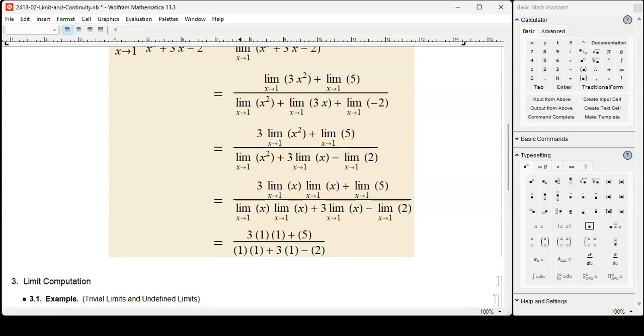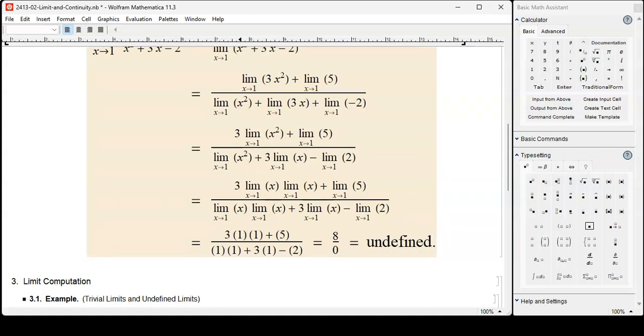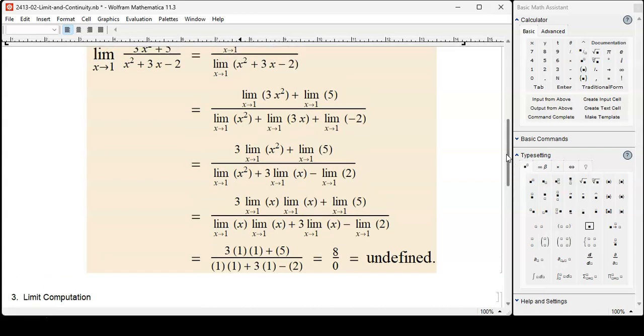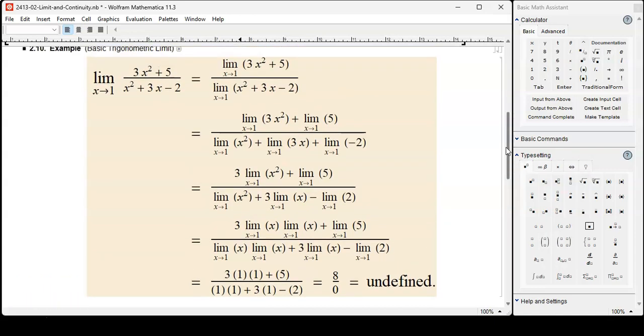So what do we have? We have a trivial computation to do. 3 plus 5 is 8, and the denominator is 3 minus 3, so 8 over 0. Looks like that's the answer. So we can do this limit computation like this using the limit rules.